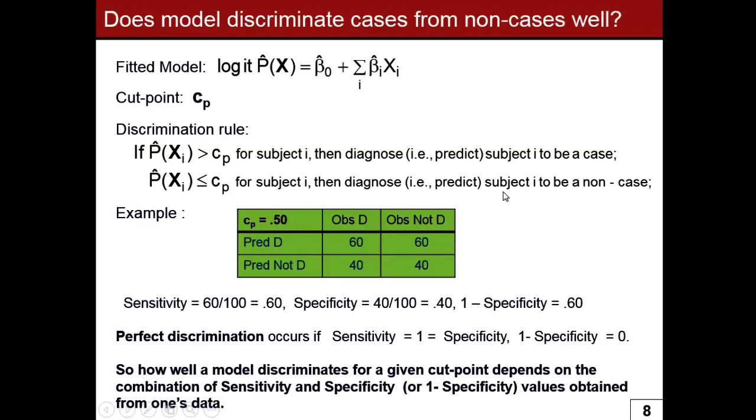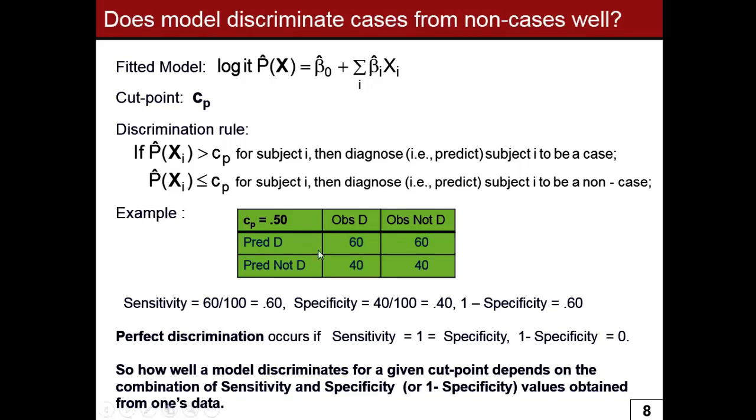The basic idea here is that we're going to evaluate the model at different cut points in order to illustrate how good the model is. And what I mean by cut point is we're going to say somewhere between 0 and 1, we're going to make different cut points, which we're going to call CPs. Everyone above this cut point, we're going to call a case, and everyone below it, we're going to call a non-case.